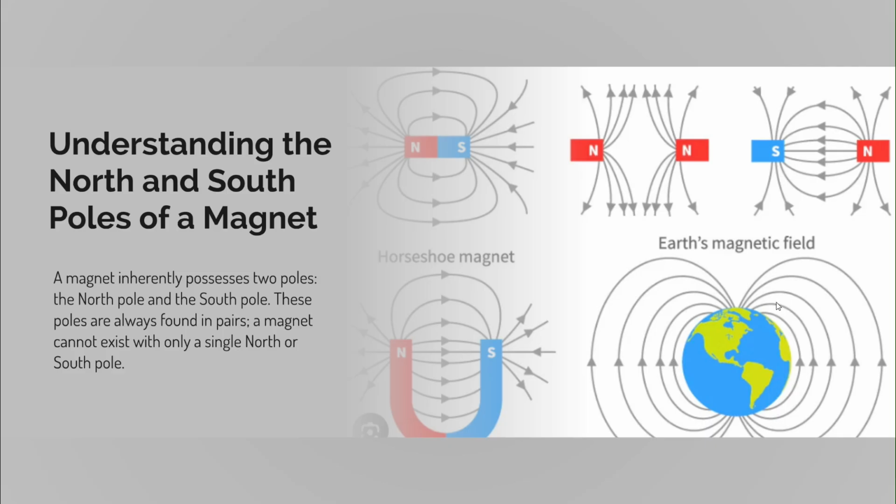Okay, so our earth is also a magnet. It also has a magnetic field. Our earth acts as a magnet, and around the earth there is a magnetic field.